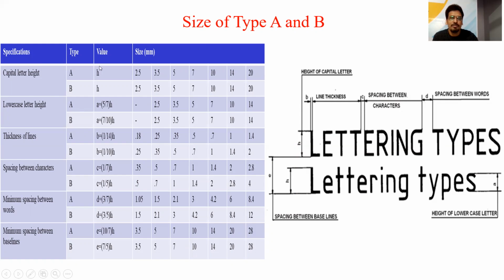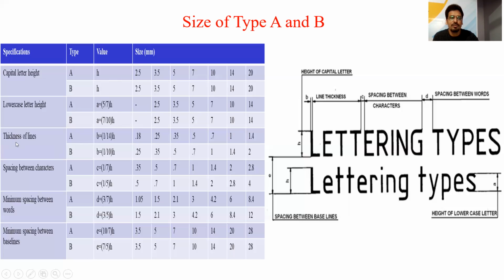So this is the table which decides the size of type A and type B letters. These are the specification, types, values, and size. For capital letter height, H, type A and type B: 2.5, 3.5, 5, 7, 10, 14, 20. For lowercase letter height, A is equal to 5/7H for type A, or for type B, A is equal to 7/10H. So according to this H, we will calculate the value of A.